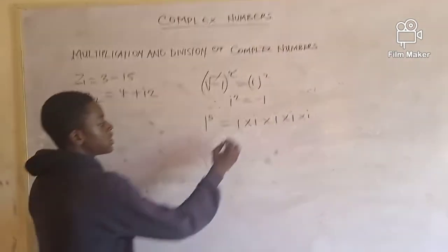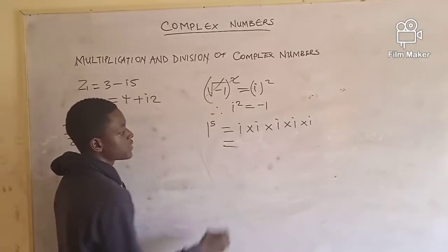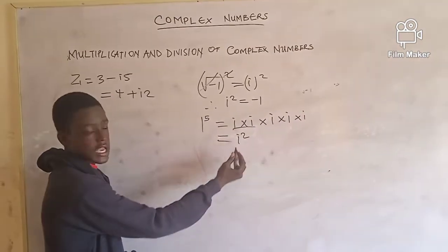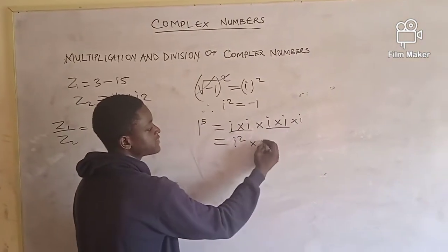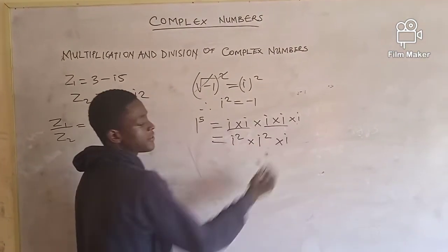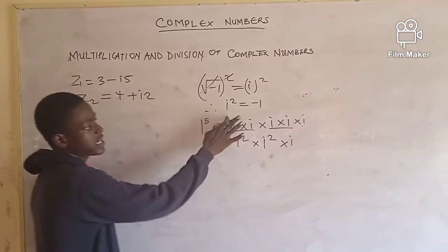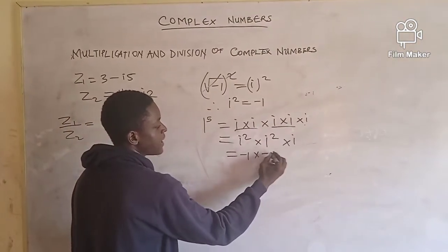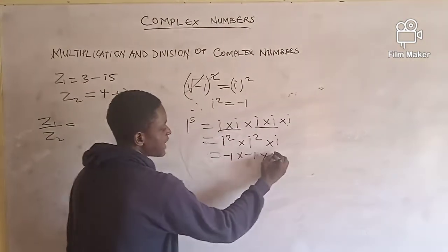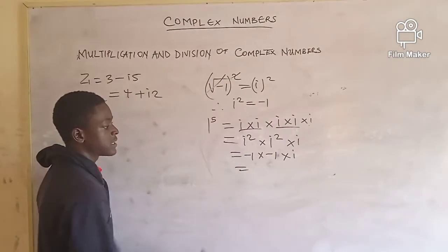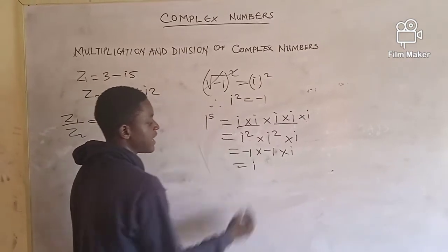Now this would be equal to i squared. If I put it in the power of 2, this times this gives us i squared, this times this gives us i squared, and then we still have another i. Remember that from here we said i squared is equal to minus 1. This is equal to minus 1 times minus 1, then times i. Minus 1 times minus 1 gives us plus 1. Plus 1 times i gives us i.